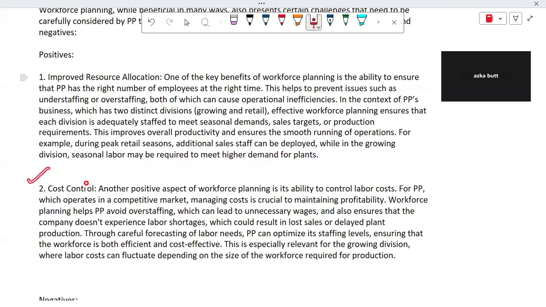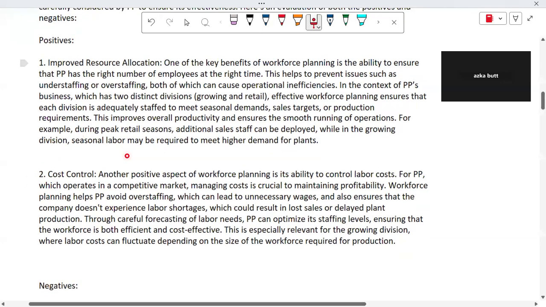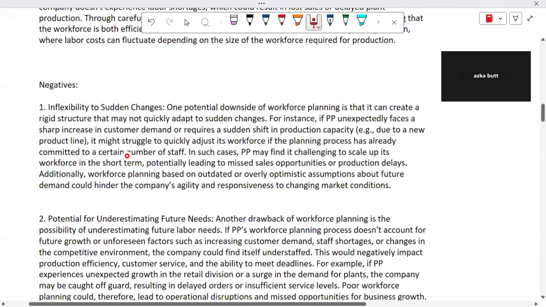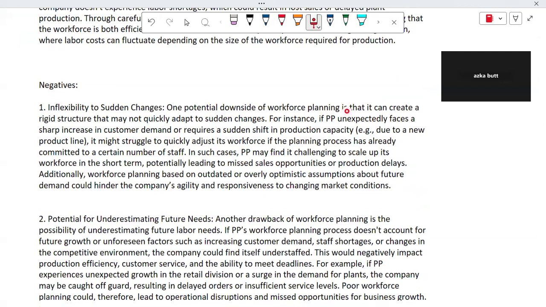The second point, or you can also start with the negative point: however, one potential downside of workforce planning is that it can create a rigid structure that may not quickly adapt to sudden changes. For instance, if PP unexpectedly faces a sharp increase in customer demand or requires a sudden shift in production capacity, for example, due to a new product line, it might struggle to quickly adjust its workforce if the planning process has already committed to a certain number of staff.